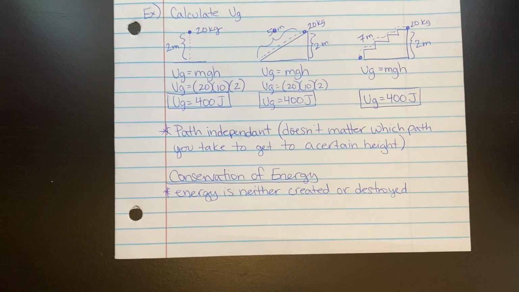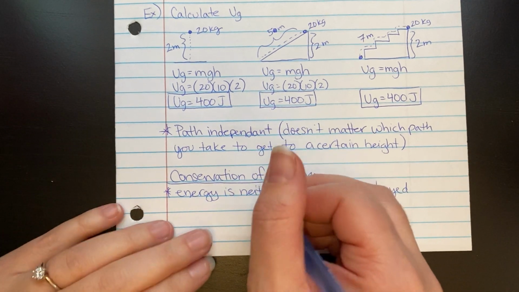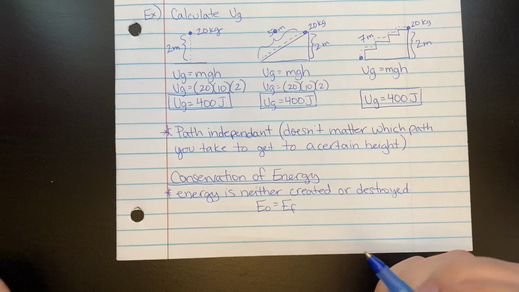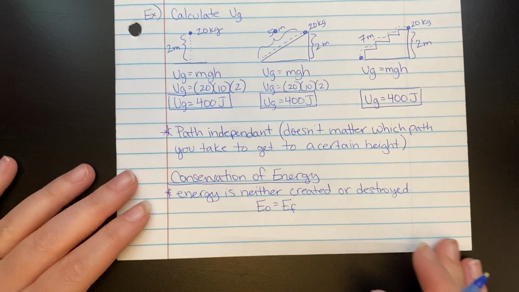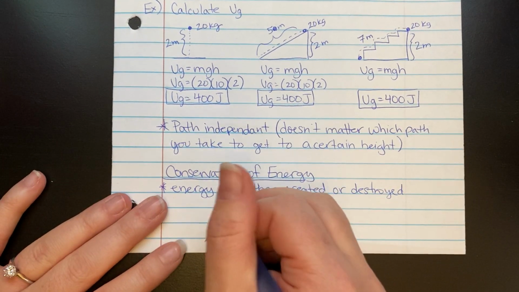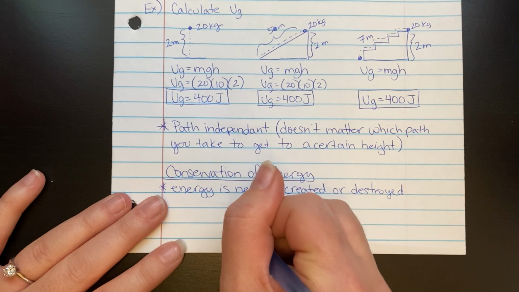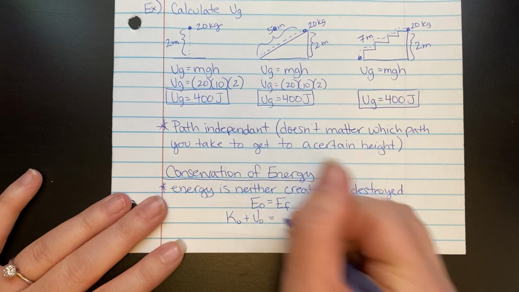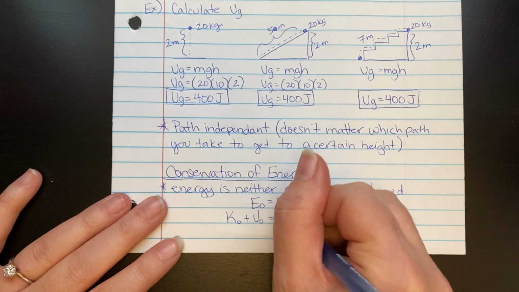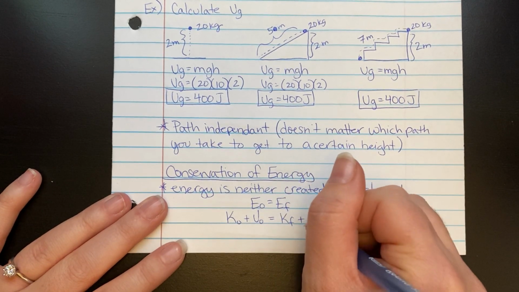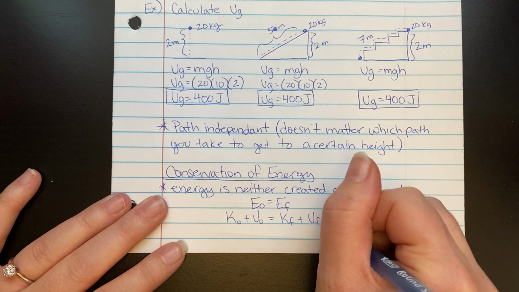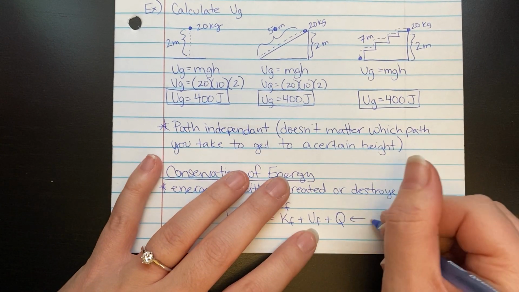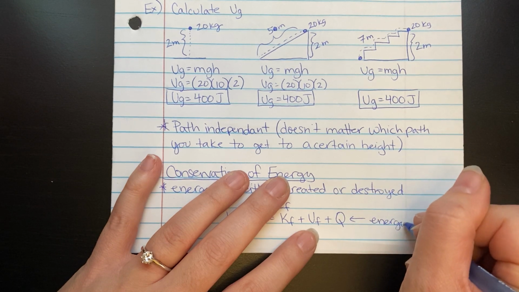It is only conserved. So we could write this out two different ways, where we could say the energy initial, or E naught, is equal to the energy final, or EF. Or what I like to do is say that the initial kinetic energy plus the initial potential energy has to equal the final kinetic energy plus the final potential energy plus Q. And again, remember this Q is just the energy lost.